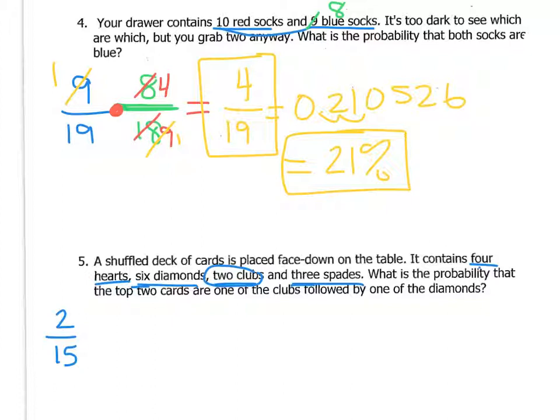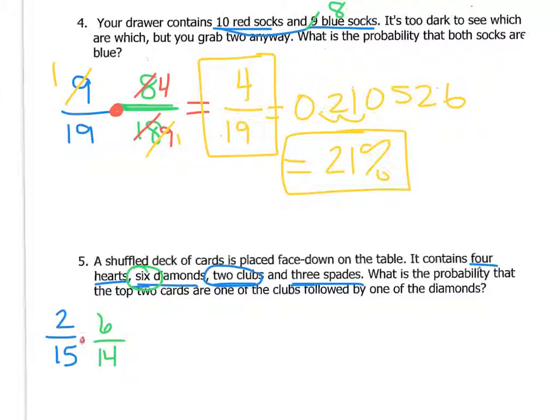Now we have to look at the second probability. It says followed by one of the diamonds. Well, in the deck, there are 6 diamonds, so there are 6 possibilities that the next one would be a diamond. And if we know that the top one is a club, there are no longer 15 total cards in the deck, but only 14 cards left. So the probability of the second card being a diamond would be 6 out of the 14 cards that are left over. Now we're going to figure this out the same way we did the other ones.